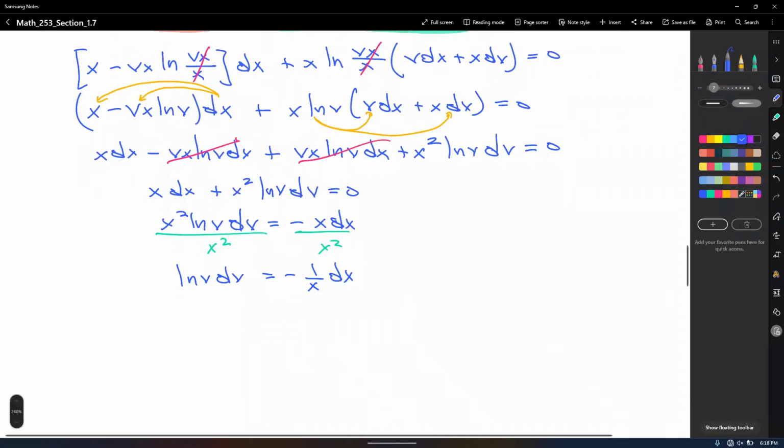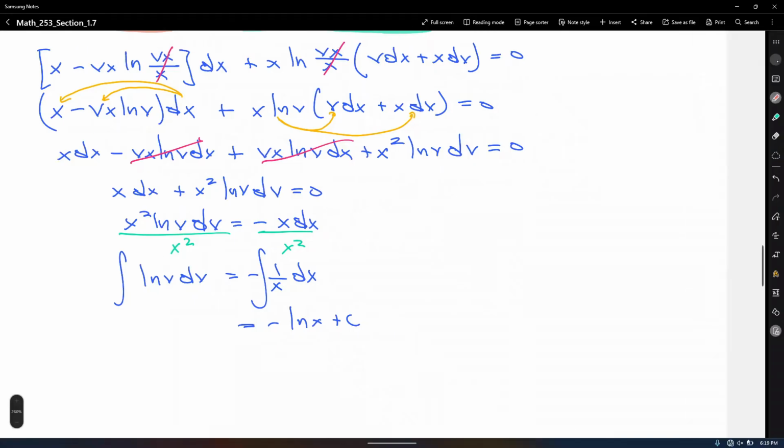We can already integrate both sides. The integral on the right-hand side is going to be negative ln x plus c. However, what about the left-hand side of the equation? Integration by parts. So let me do the integration by parts on the side, and let me use a different color for that.